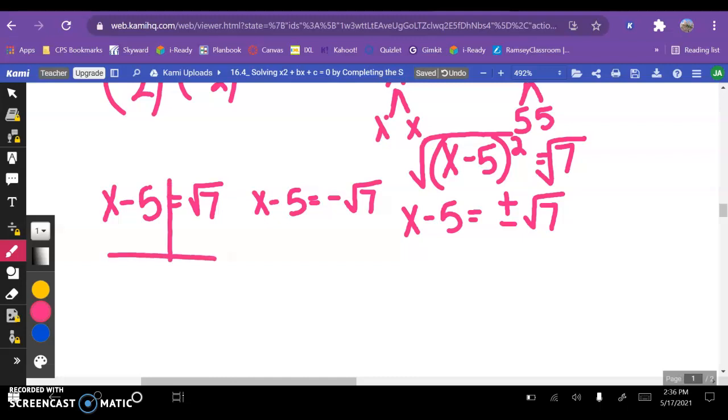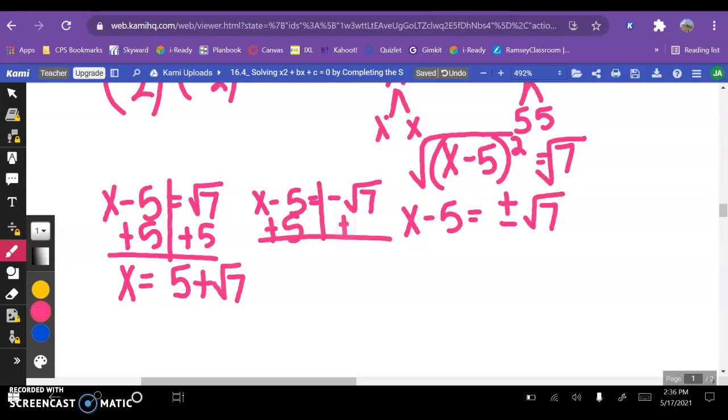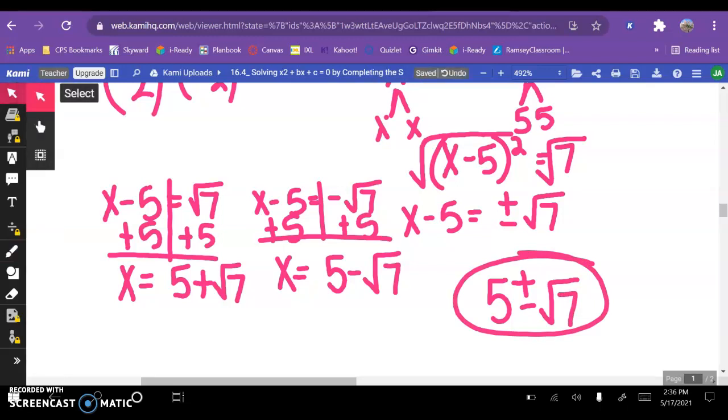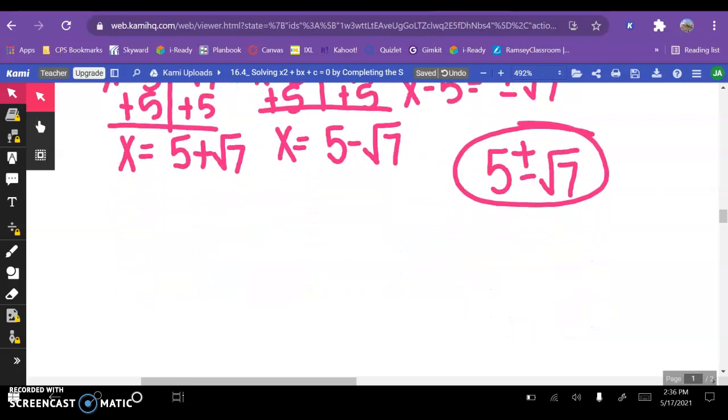So this one, I'm going to add 5 to both sides. And remember, we put that number in the front. So 5 plus square root of 7. And then for this one, we're going to add 5. And we're going to put that 5 in the front minus the square root of 7. So this answer is 5 plus or minus square root of 7 because they're the same except for that sign in the middle. And that's how we leave it. We're not going to take the square root of 7 and have to round it. That's our exact answer.